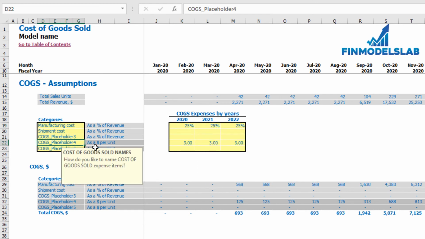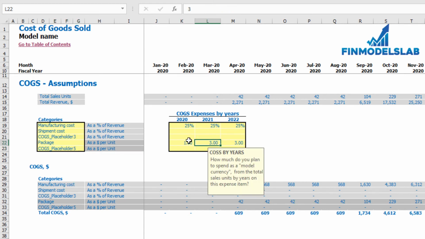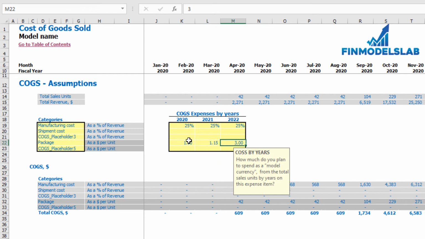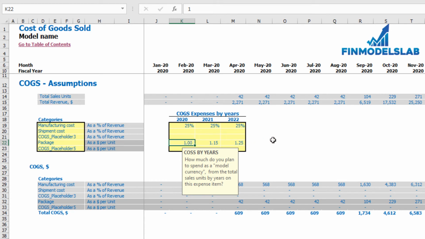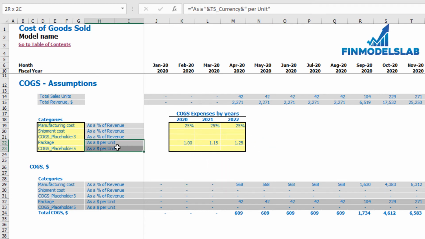Then you can set up as dollars per input, for example, package, which will cost you $1 in first year, $1.15 in the next year, and $1.25 in year 3. So you have 2 placeholders for calculation as dollar per unit and 3 placeholders as a percentage of revenue. On the top you may see the drivers for these calculations, which is sales units and total revenue amount, and below you may see the calculation by months for these categories.